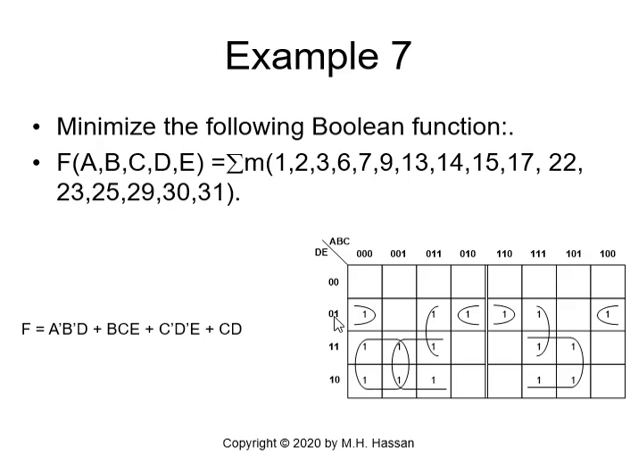So this group will be D prime E, because if you look, this cell is 0, 0, 0. So I have C is 0. This cell is 0, 1, 0. C is 0. Still C prime. This cell is 1, 1, 0. C is 0. And this cell is 1, 0, 0. C is 0. So the only thing left will be C prime. So I will have C prime from the horizontal side.